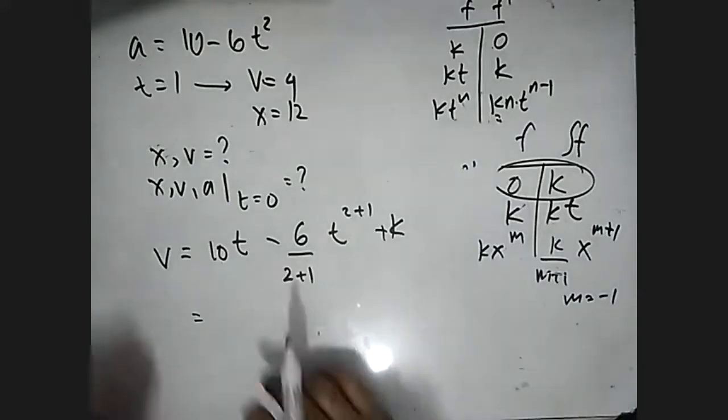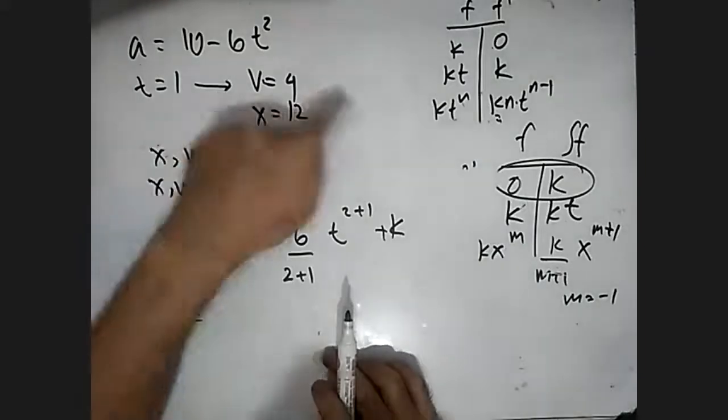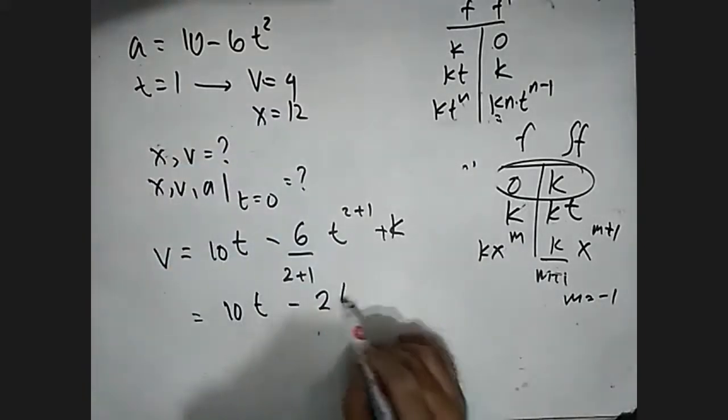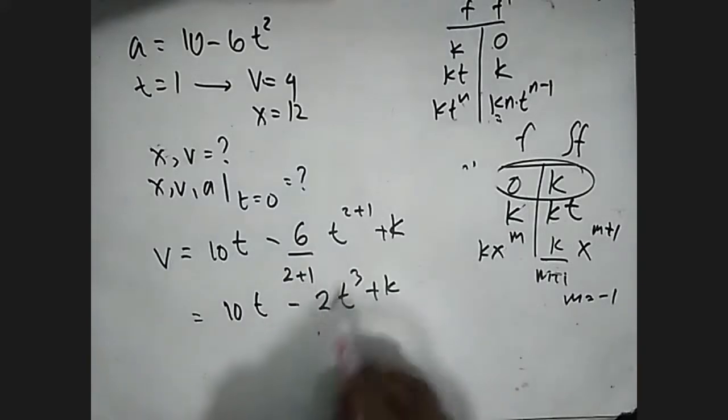Now, when t equals 1, v is 4. So 60 minus 2 t cubed plus k. 6 over 3 is 2, yeah? And 2 plus 1 is 3.